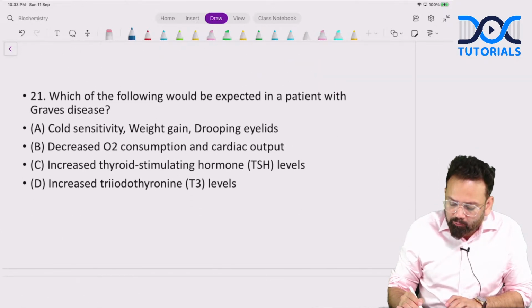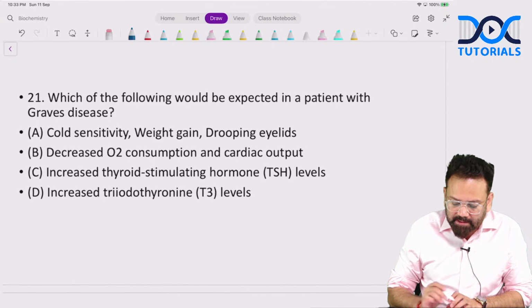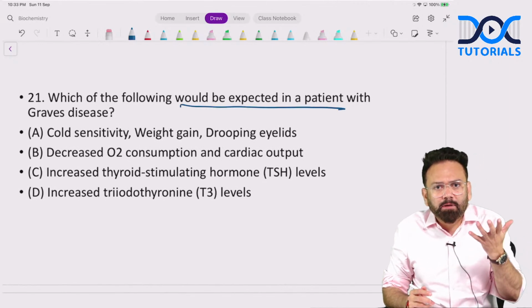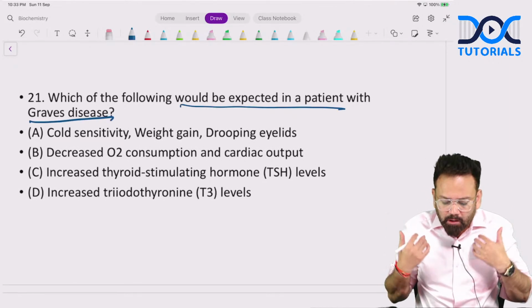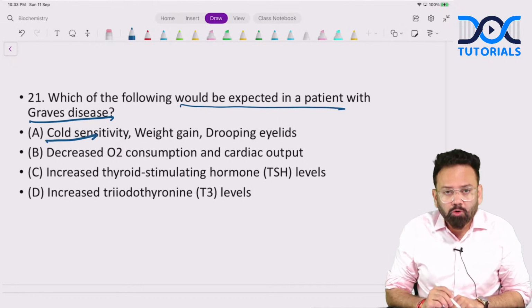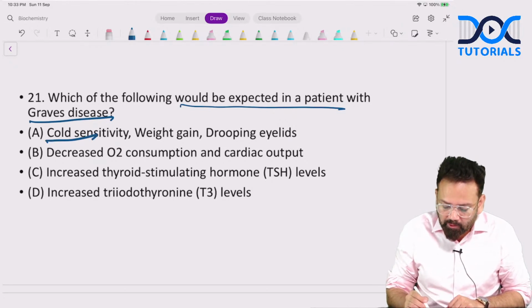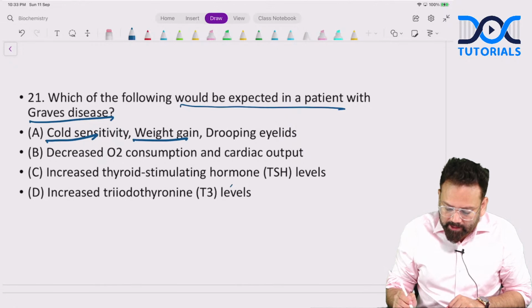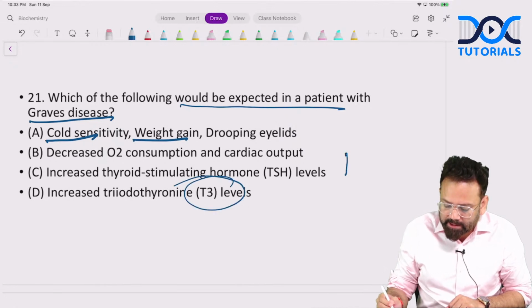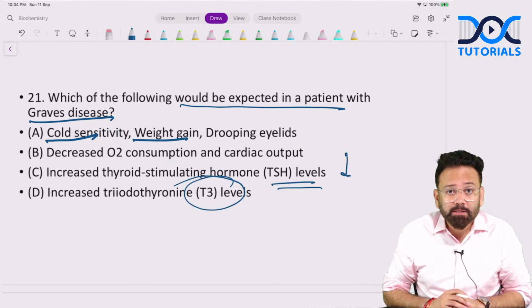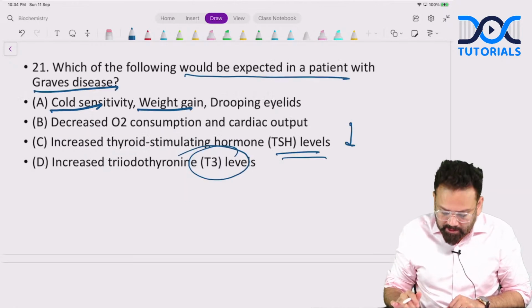Which of the following would be expected in a patient with Graves disease? Graves disease is hyperthyroidism. Does a hyperthyroid patient feel more cold sensitive? No. Cold sensitivity is in hypothyroid. Weight gain is hypothyroid. Increased T3 level and decreased TSH. Graves disease is hyperthyroid, we have just discussed this previously.